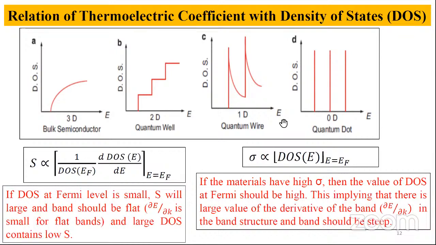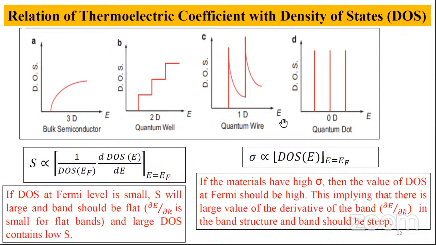This figure shows the variation of density of states with energy in different types of materials: the first one is bulk material, and the others are quantum well, quantum wire, and quantum dot. That means 3D material, 2D material, 1D and 0-dimensional material. Now we will talk about the dimensionality of the materials. The thermoelectric coefficients depend upon the density of states, which is a very important parameter, in 3D, 2D, and 1D materials.